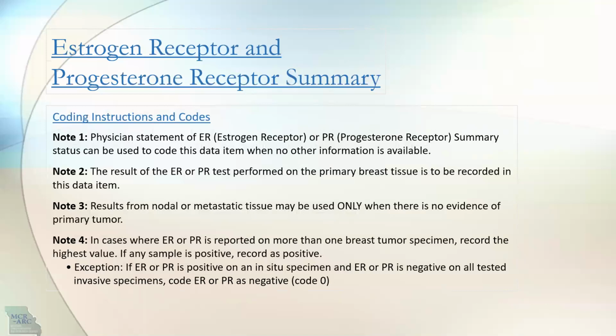In cases where ER or PR is reported on more than one breast tumor specimen, record the highest value. If any sample is positive, record as positive. The exception is if ER or PR is positive on an in situ specimen and ER or PR is negative on all tested invasive specimens, then code ER or PR as negative, code 0. Invasive results take priority over in situ results.